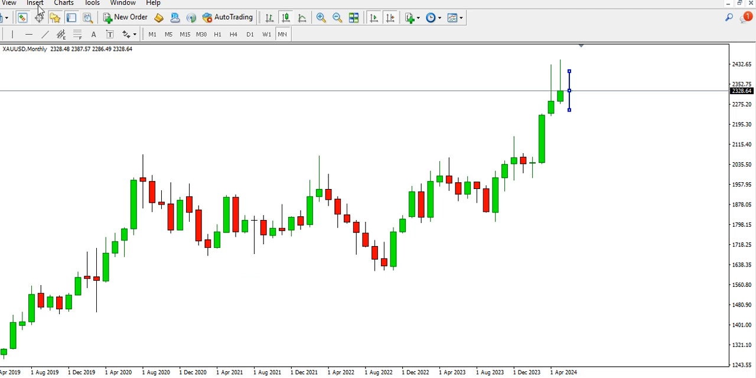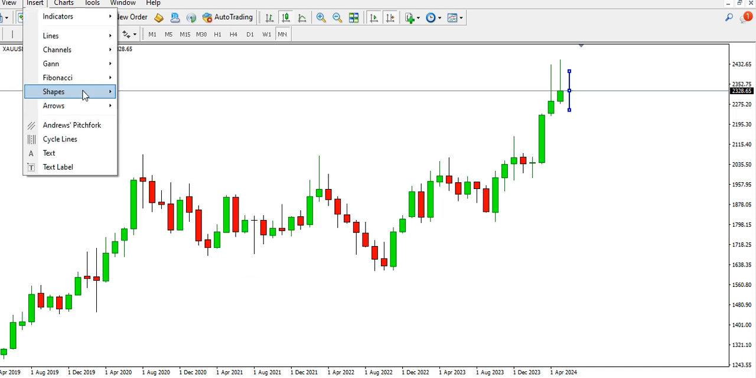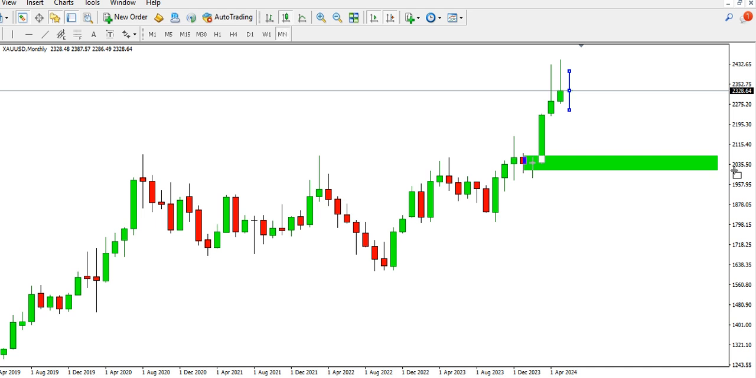Now if price is going to drop on the monthly time frame, I can see an order block around here where buyers will be waiting. I'm talking about the 2050 level or 2100 level. Buyers will be waiting at this particular order block to push price up.